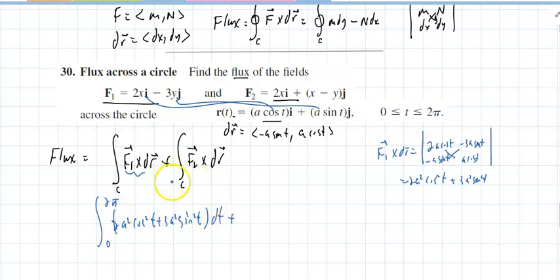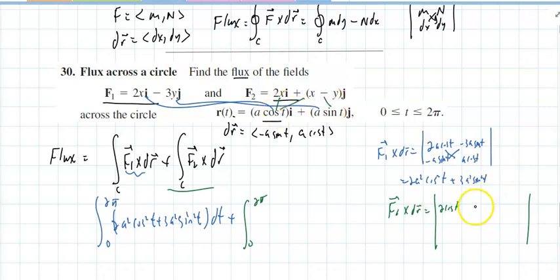Plus, I get to this piece. That's the integral from 0. Okay, color's not registering. Plus the integral from 0 to 2 pi. And if I take F2 crossed with dr, well, F2 is slightly different, because if I put that in there, that's twice the cosine of t, but if they put those two in there, that is a cosine of t minus a sine of t. dr doesn't change, it's right there. That's still negative a sine of t and a cosine of t.